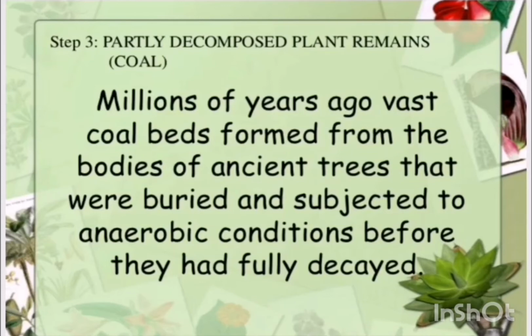The third step is partially decomposed plant remains, meaning coal. If conditions are not favorable for decomposition, the organisms decay slowly or not at all. If these decayed remains are compressed over millions of years, they can form fossil fuel in the form of coal, oil or gas which contain carbon. Millions of years ago, vast coal beds formed from the bodies of ancient trees that were buried and subjected to anaerobic conditions before they had fully decayed.